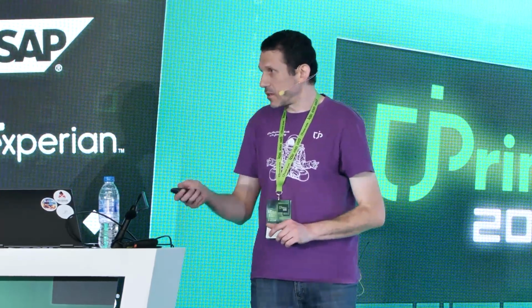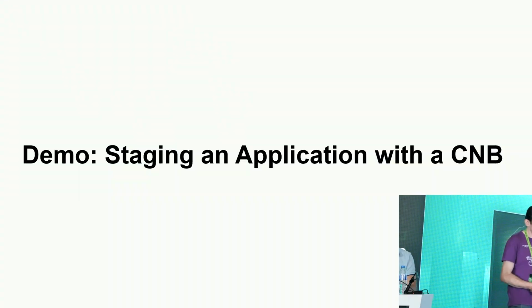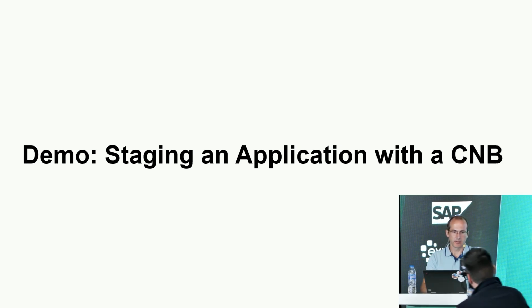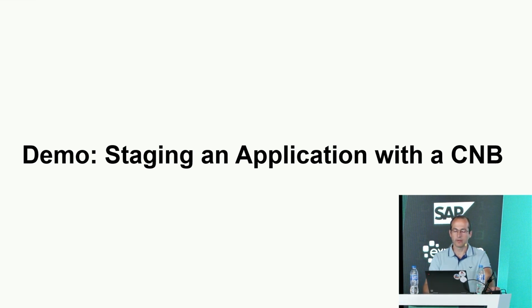Okay, then if not, I'll hand over to Alex now to show us how to stage an application with the Cloud Native Build Pack. So imagine I'm an application developer and I want to stage my application. What does this mean? Staging is the process of building an application from sources to an OCI image, and then in the demo we will run it in a cloud platform. But first we want to build our application locally and test it. So let's start.